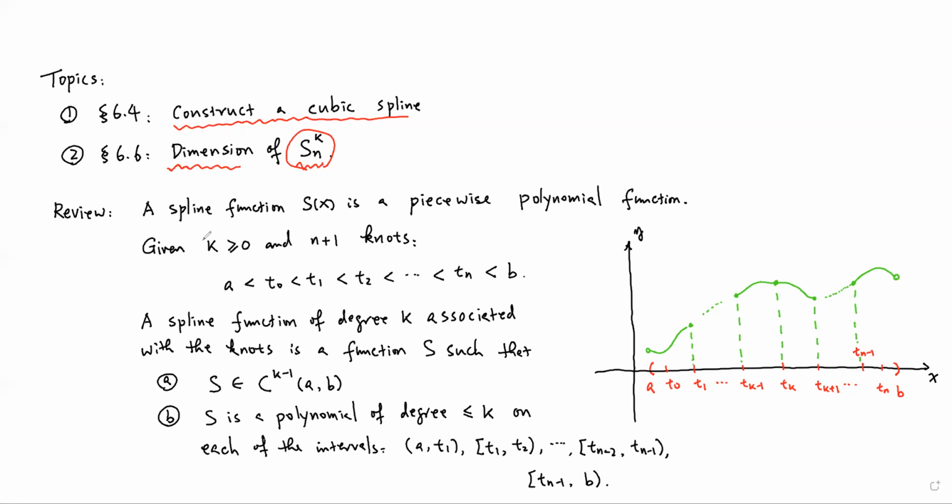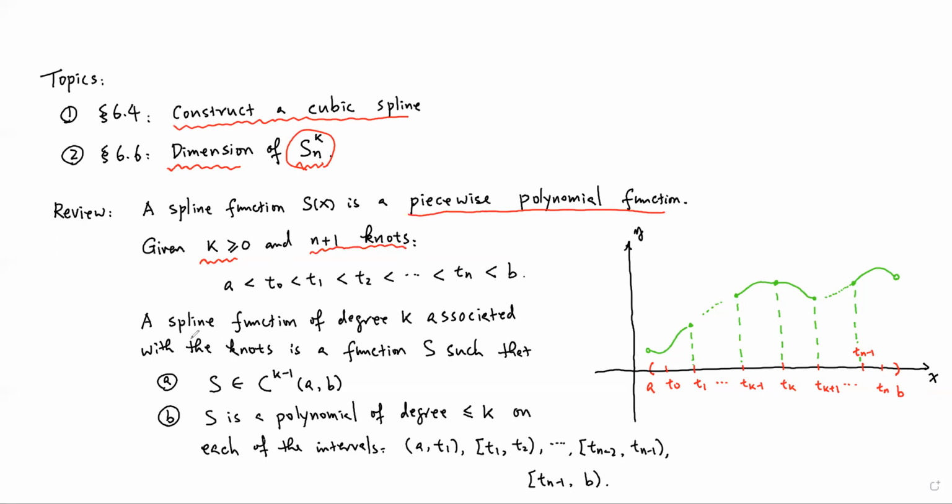Take a review of the spline function. A spline function is a piecewise polynomial function. Precisely, given a non-negative integer k and n plus 1 knots. These knots are in increasing order and between a and b. (a, b) is an open interval. Take a look at this diagram: a, b, open interval, and all the knots between a and b.